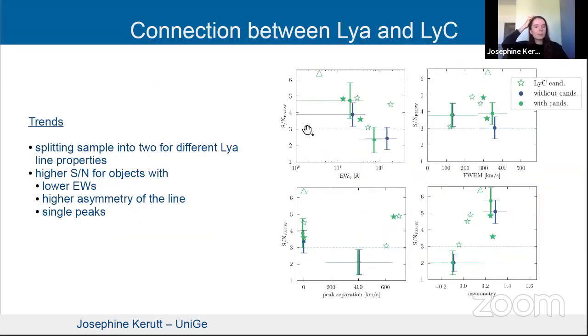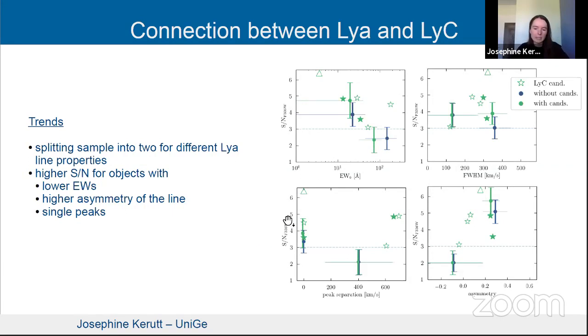So now to the part that I mentioned before, I want to understand if the Lyman continuum emission is connected to Lyman alpha emission. For this, I separate my sample into 2 different halves, the half with a high property and the half with a low property of the line. Properties like equivalent width, full width at half maximum, peak separation, and asymmetry. And what I find is that the stack with the half of the lower equivalent width has a slightly higher signal to noise, also with only single peaks, so very narrow peak separations, and with a rather large asymmetry, which means for lines that have a broader red wing.